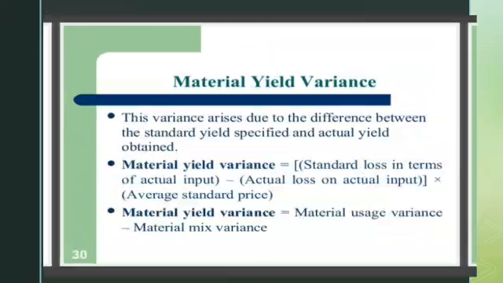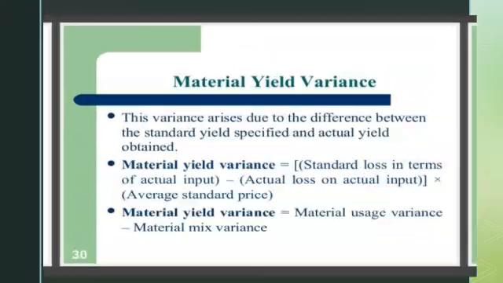Material yield variance is that portion of the direct material usage variance which is the difference between the standard cost of the production achieved, whether completed or not, and the actual cost of that production arrived at by multiplying the actual yield by the weighted average price per unit as shown by the standard cost sheet.